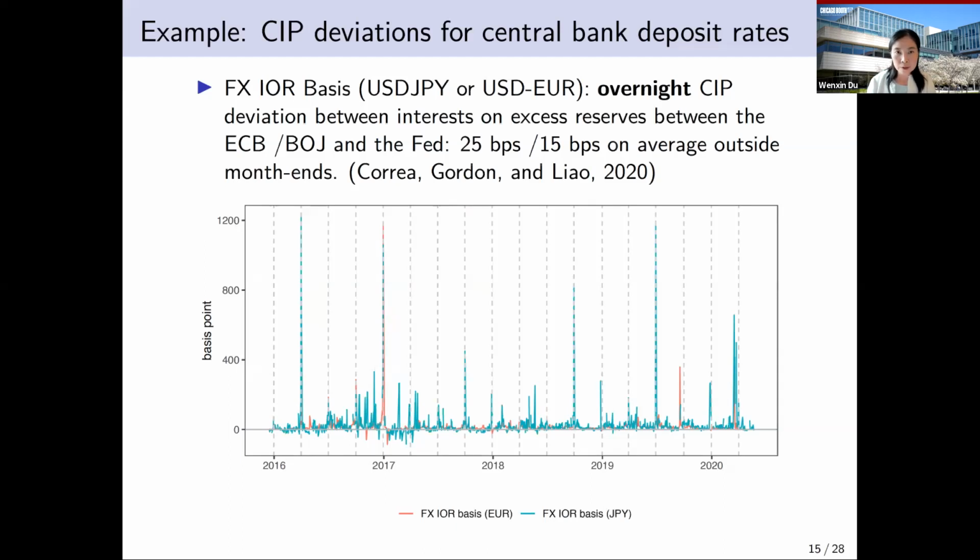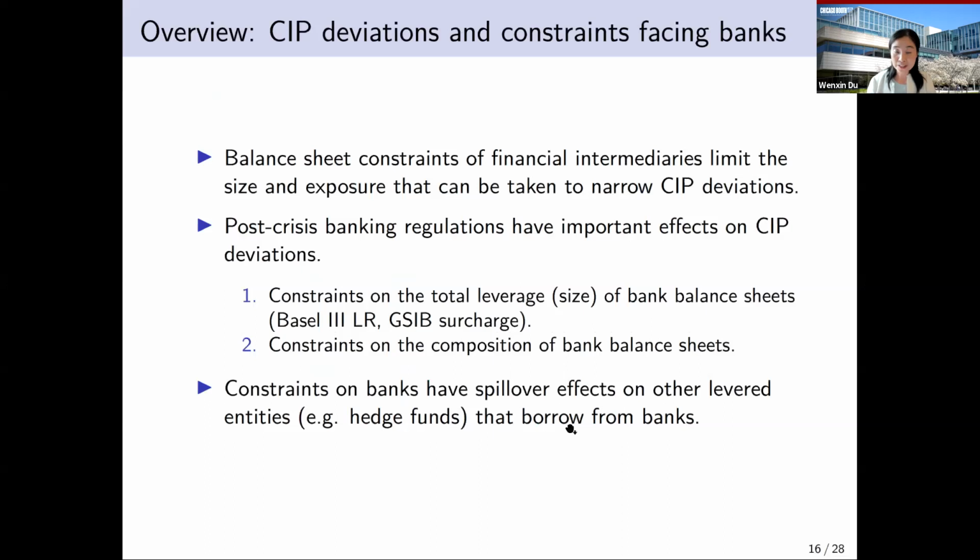Okay, so then why do they exist? This is not about convenience yield. This is not about all these other usual culprits for why arbitrage exists. This is a story about constraint. I think at this point, we have sort of converged on this view: balance sheet constraints of the intermediaries limit the size and exposure they can take to narrow the CIP deviation. So the ongoing and future work is going to zoom in on what specific constraints.